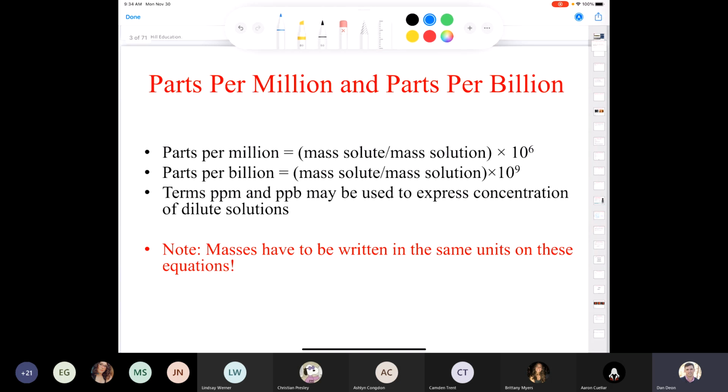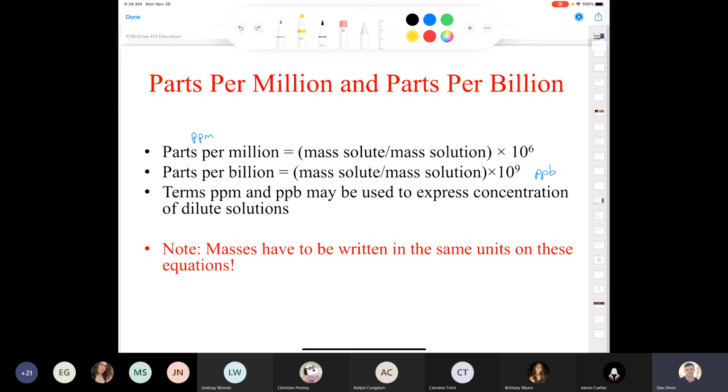So parts per million is ppm, and parts per billion is ppb. Now, parts per million and parts per billion are just the mass of solute divided by the mass of solution, multiplied by either a million, 10 to the power of 6, or a billion, 10 to the power of 9. Now, you might be wondering, why would I want to have ppm and ppb? What's so good about that?